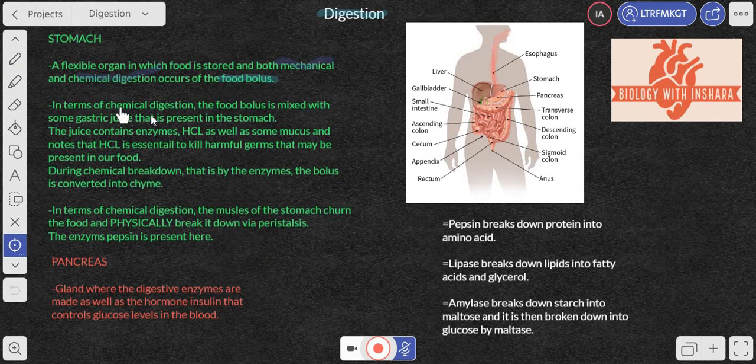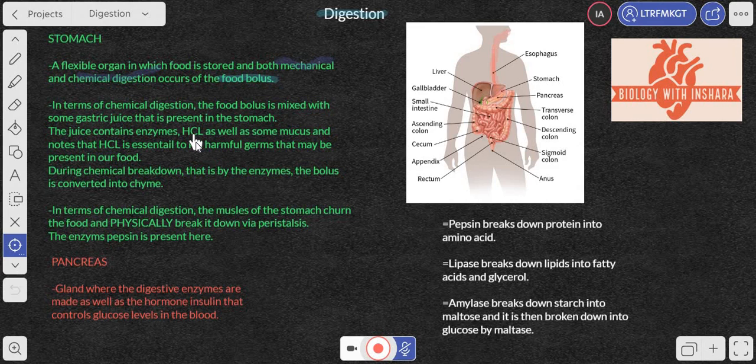In terms of chemical digestion, the food bolus is mixed with some gastric juice. This is exactly what I meant. Your food being mixed with gastric juice turns it into a semi-solid or semi-liquid material, which is actually called chyme. But let's refer to this as food bolus for now; when it is fully mixed with gastric juice like hydrochloric acid and enzymes, then we shall call that chyme. For now, let us call it food bolus, as it has not yet been mixed with the gastric juices. The juice contains enzymes. The enzymes are needed to break down large molecules into smaller molecules, and I'll be giving some examples of that in a minute.